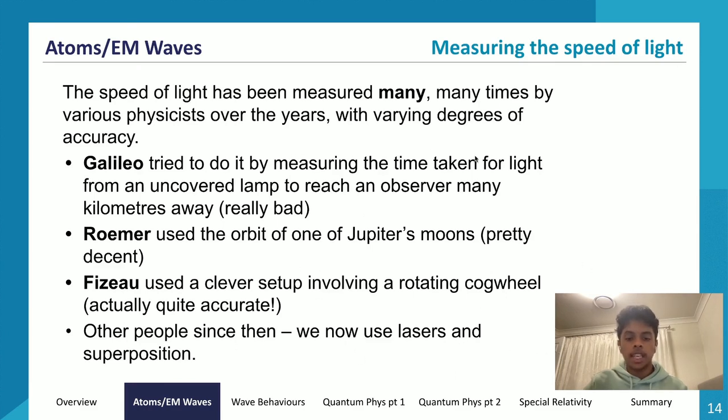So he set up the apparatus such that a light source would shine light through the gaps between the cogs within the cogwheel. I'll call the cogs teeth, right? So there's teeth and then there's gaps between the teeth. He set up the cogwheel so that the light source would shine a ray of light through the gaps between the teeth, and it would hit a mirror 10 kilometers away and then come back.